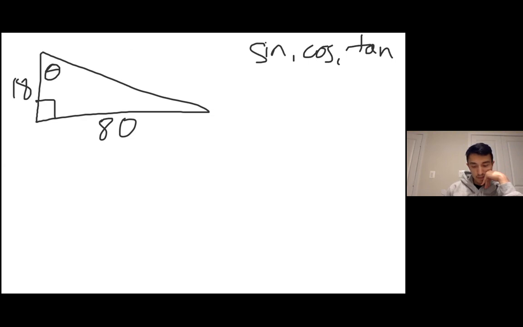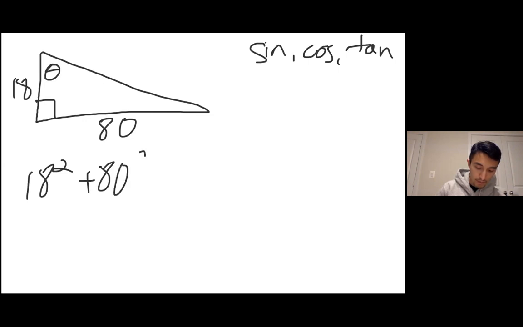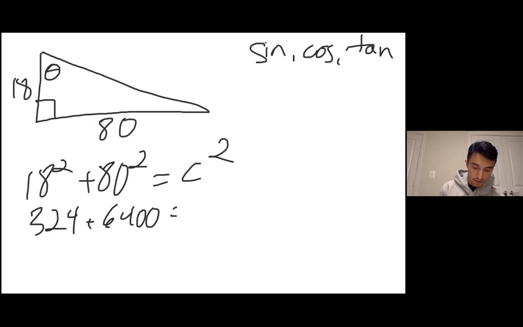Well, guess what? You have the Pythagorean theorem. And so again, now you have all these tools. Just like always in math, it's just figuring out what tools you need to use at what time, right? You have two sides. That's all you need to figure out the third one because we have the Pythagorean theorem. So if we do that real quick, 18 squared plus 80 squared, we don't know the hypotenuse, right? Because it's across from the right angle, equals c squared. This is 324 plus 6,400 equals c squared.